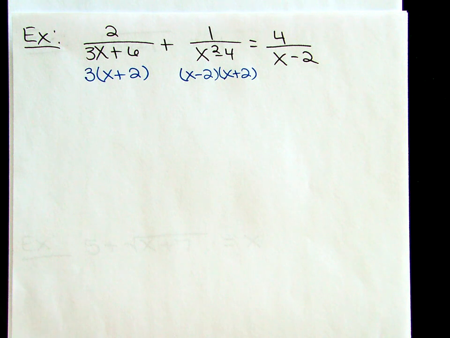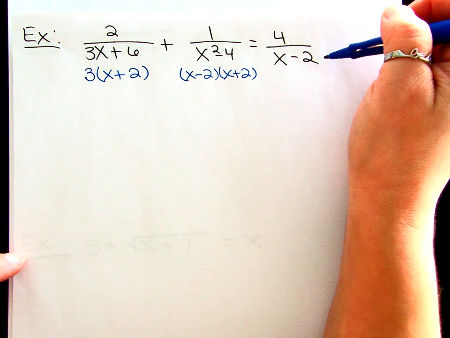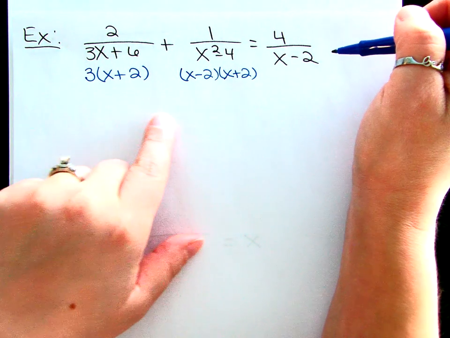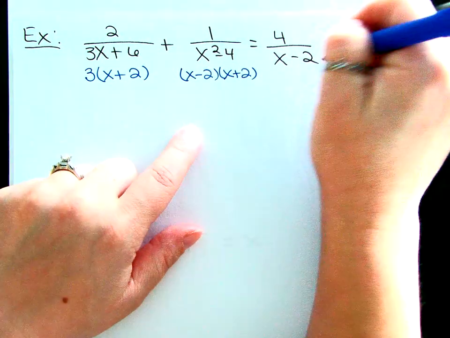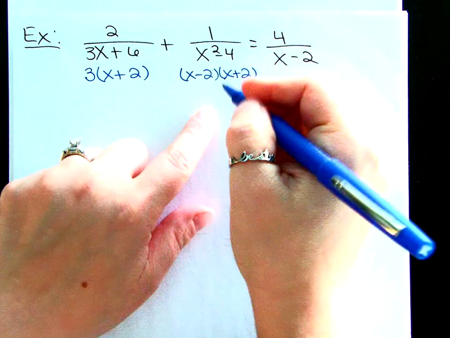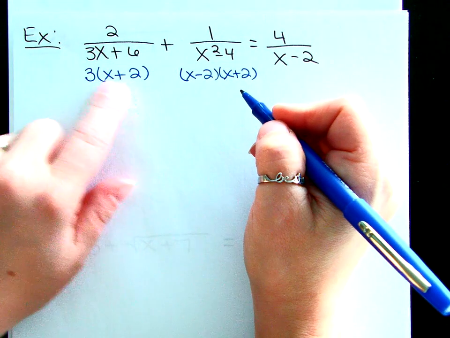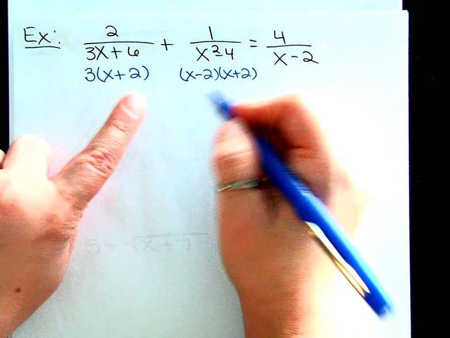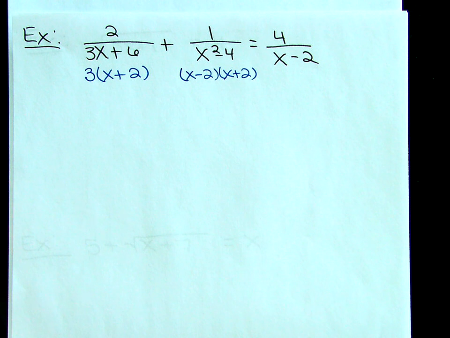And then over here we just have an x minus 2. But notice how they have some stuff that overlaps. This has an x minus 2 and so does this, but then this has an x plus 2 and so does this, and then this just has a 3. Do we see all this overlappage going on? So here's how we're going to figure out what our least common denominator is.